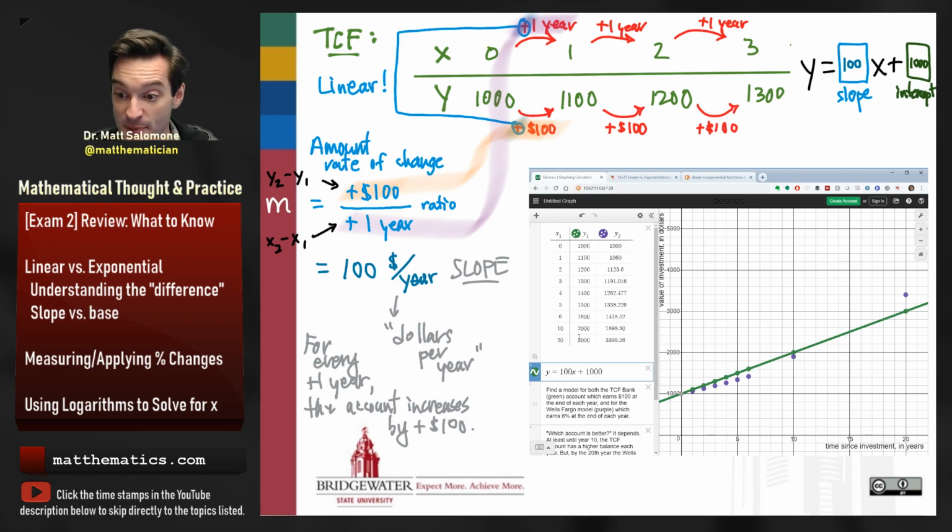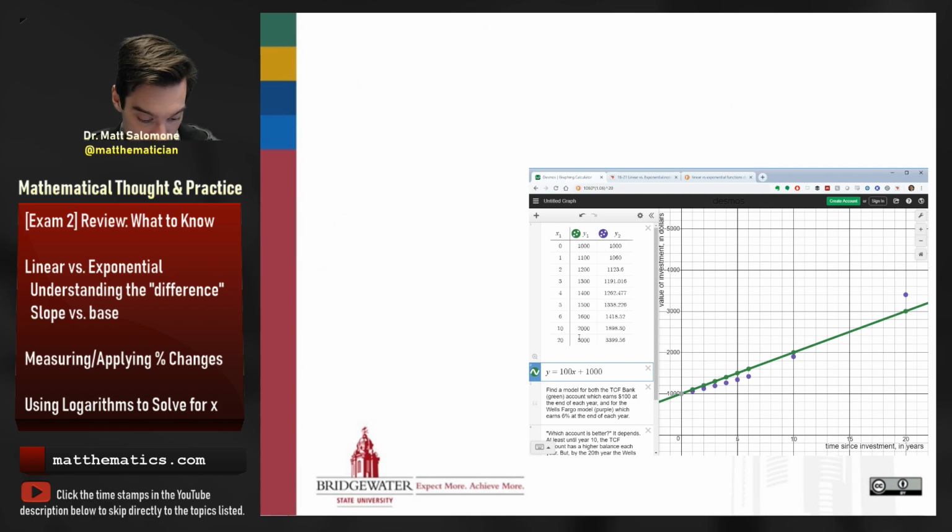So that's for the TCF bank account. It's a linear function. Its slope is 100 because it earns $100 of additional money for every 1 year that passes. And its intercept is 1,000 because that was the value of this investment when the year after investment was 0. In other words, when the account was opened. So now let's turn our attention to the Wells Fargo model. This is the one in which we're earning 6%, exactly 6%, for every year that passes. So how does that change the game?